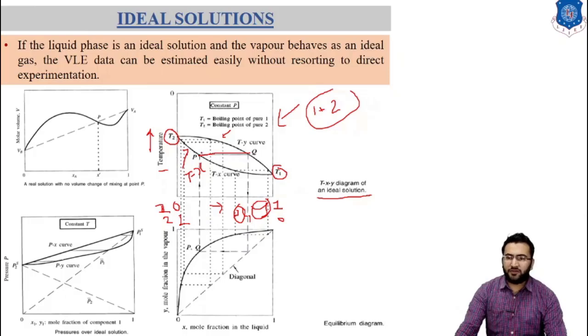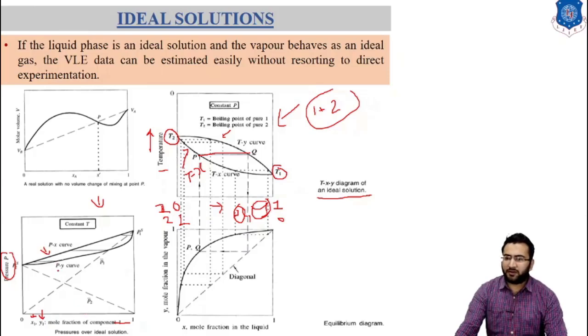This is a tie line, which is used to determine TX data and TY data from each other. Then this is a PXY diagram, where P is on the y-axis and X, Y are on the x-axis. X is the mole fraction of the liquid component, and Y is the mole fraction of component i in the vapor phase.